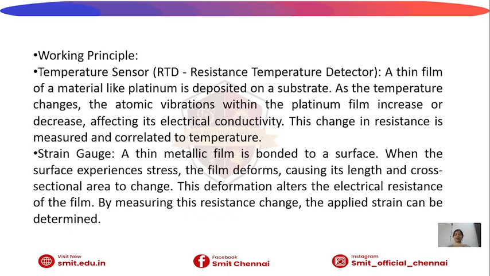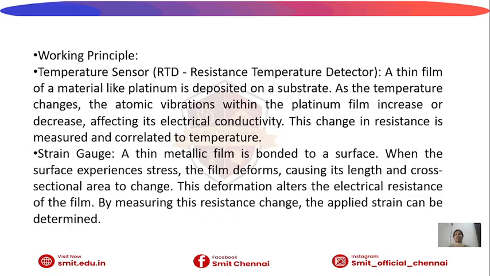Strain gauge also uses a thin metallic film that is bonded on a surface. Strain gauge means it detects deformation or stress. So when the surface experiences stress, the film deforms. Then what will happen? The length and the area will be changed. This change is converted into an electrical signal, that is, we measure the output as the resistance of the film, right? So by measuring this resistance change, the applied strain can be determined.